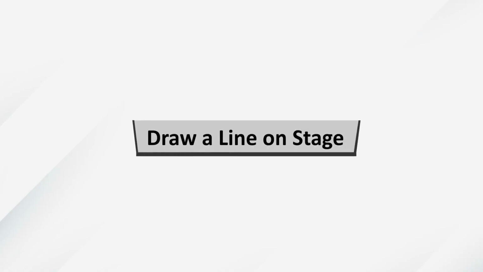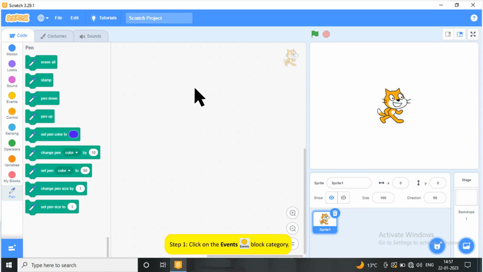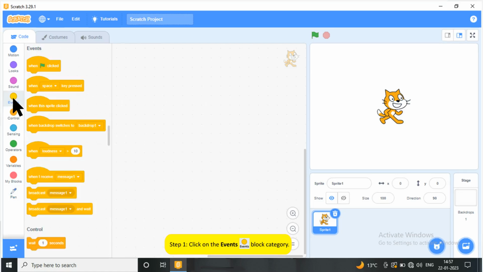Draw a line on stage. We will now learn how to draw a line using the pen blocks. Follow these steps to do so. Step 1. Click on the Events block category. Step 2. Drag when green flag clicked hat block to the script area.